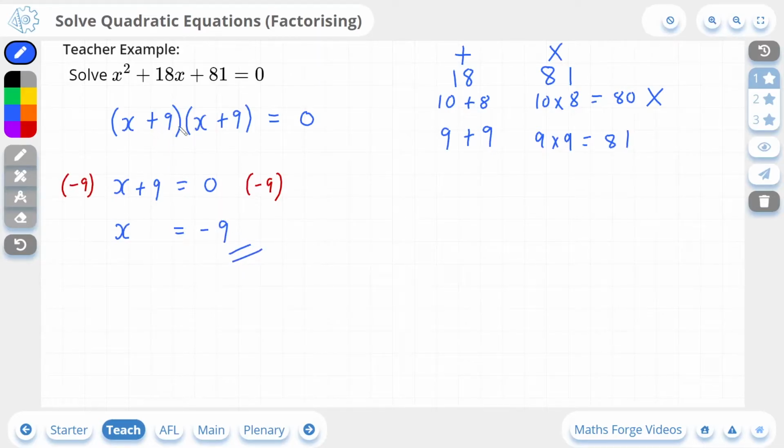When you have two brackets that are the same when factorizing, that means you have a single solution for your quadratic equation. And if we check our answer, there it is.